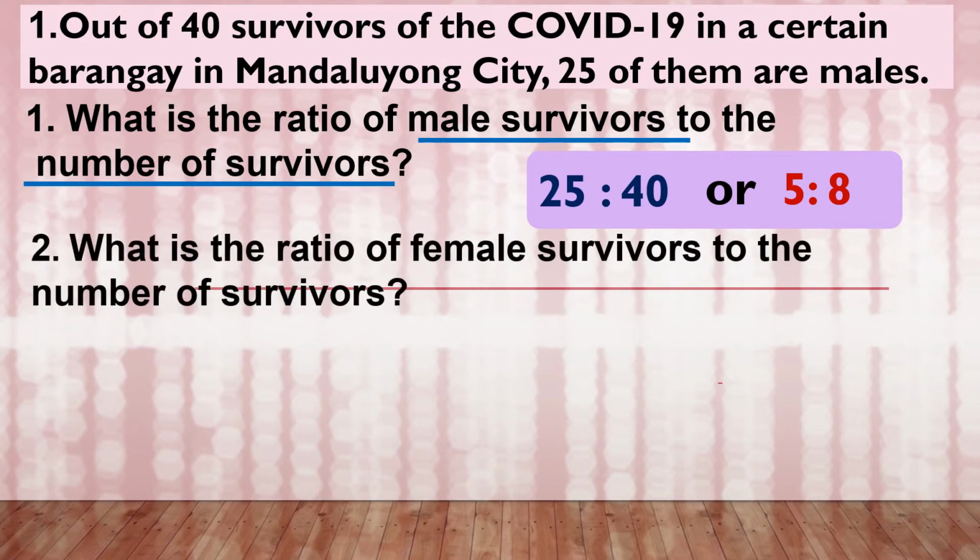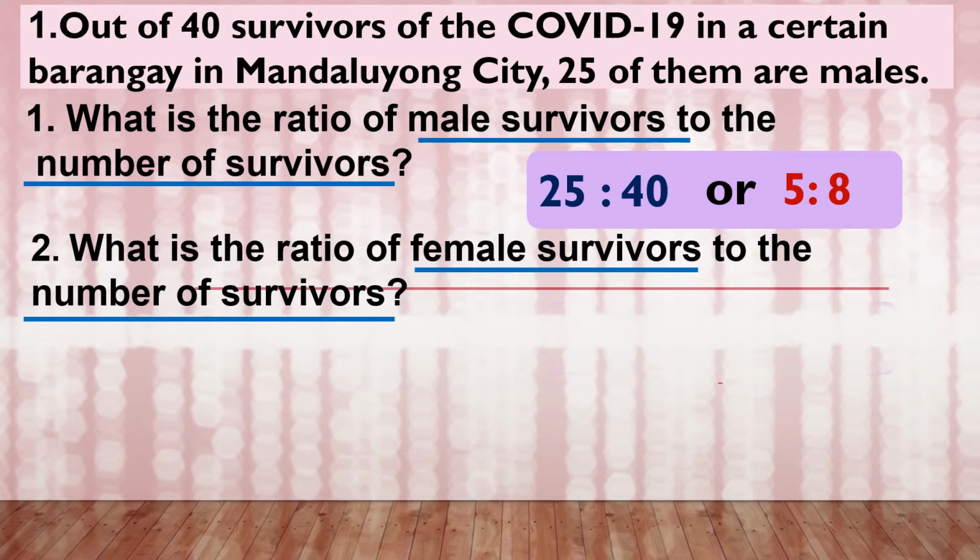Next, what is the ratio of female survivors to the number of survivors? So by the way, in the first question, we're comparing a part to a whole, no? Isang buo, isang proportion sa whole. In number 2, it's the same as number 1. We are comparing here part to a whole, because female survivors is just part of the 40 survivors, the whole thing. Now, so female survivors to number of survivors.